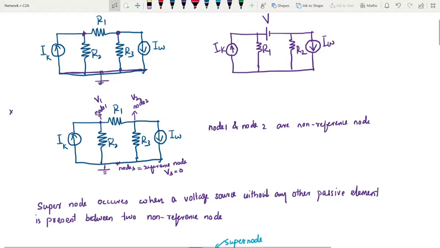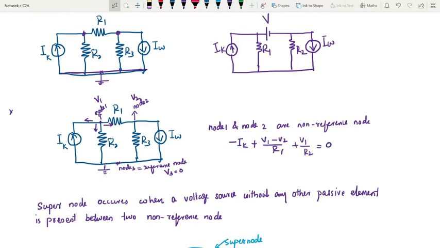That's the indication. So in this case, that is in the first network, we can easily write down KCL at each and every node. So when we are applying KCL at node 1, what is the KCL equation? We are taking this node. We are assuming that all currents are leaving from this node. So IK is negative, so minus IK, plus this current is (V1 minus V2) divided by R1, and this current is V1 minus 0, so V1 by R2, which is equal to 0.